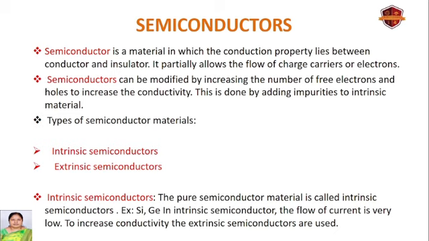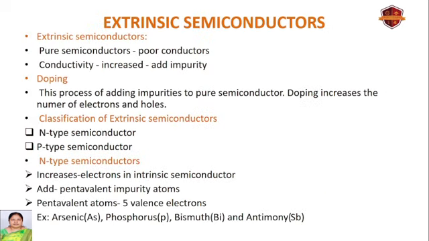Here the flow of current is very low. So to increase the conductivity, the intrinsic semiconductor is added with some impurities. That type of semiconductors are called extrinsic semiconductors. Here the conductivity is increased by adding the impurity. The process of adding impurities to pure semiconductor is called doping.